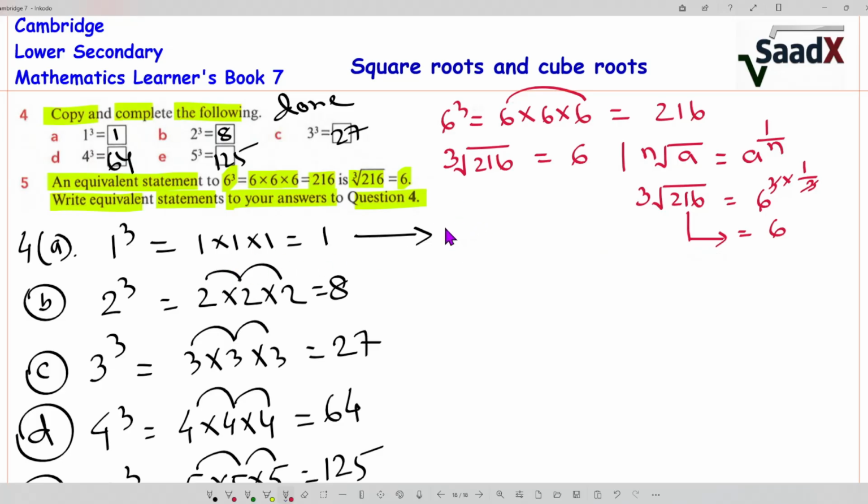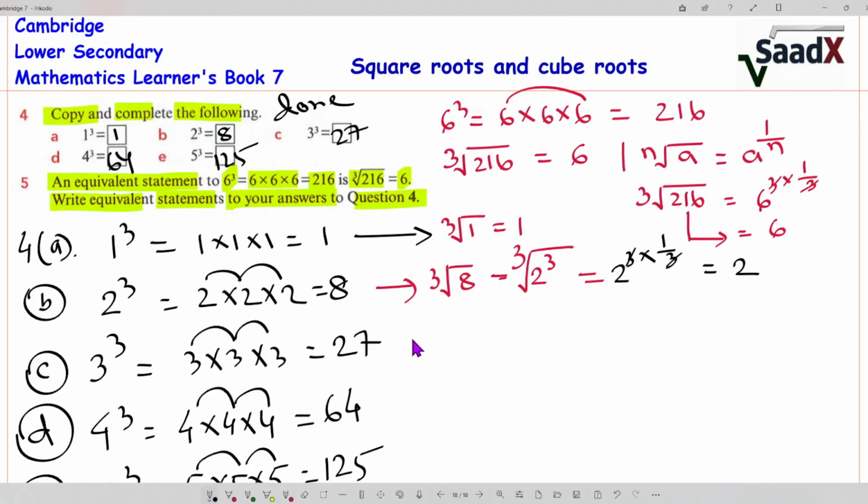So the cubic root of 216 becomes 6. It's a similar thing, the cubic root of 1 becomes 1. Now look, the cubic root of 8, we know the answer will be 2, but how? This 8 we can write as 2 cubed, and here is the cubic root. Against this cubic root, now we can write 2 to the power 3 times 1 by 3, right? So 3 and 3 cancel out, the answer is 2. Same, here is the cubic root of 27.